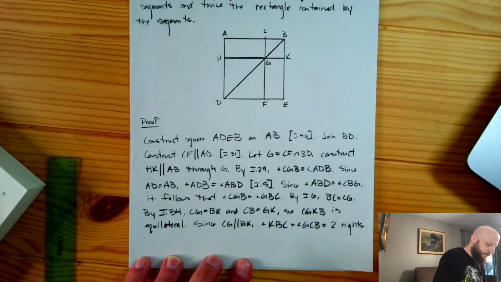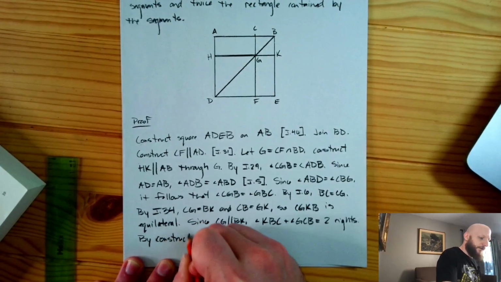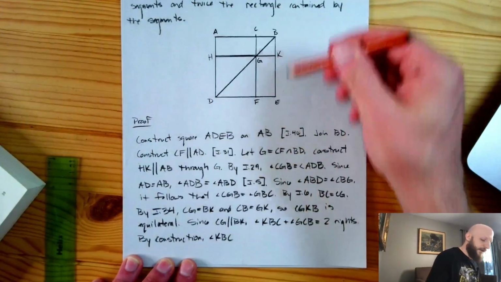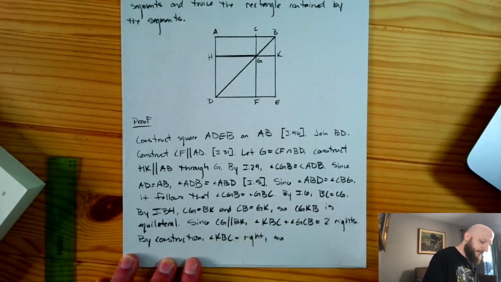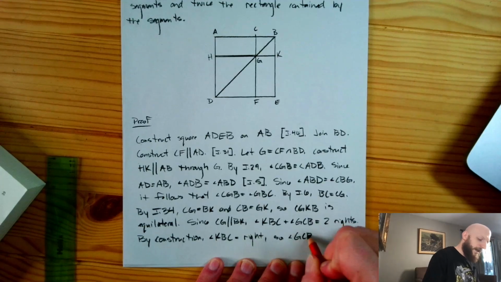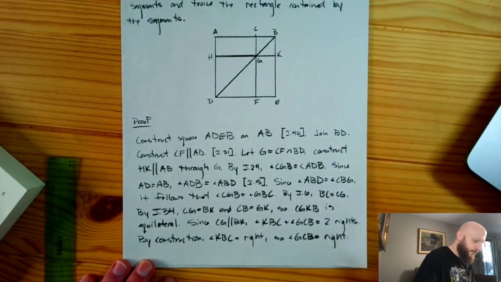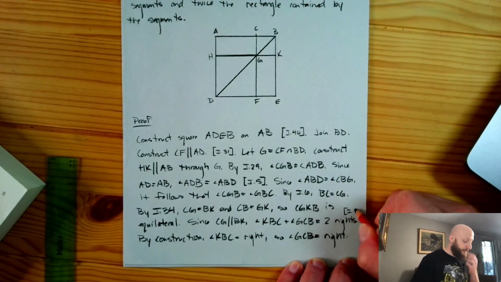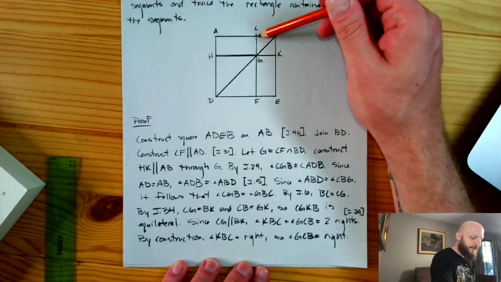But by construction, one of those is already known to be right. In particular, KBC is a right angle because we constructed this as a square. So it follows that GCB is also a right angle. I should have cited this. What prop was that? It was Prop 29. It says that those two angles would be right angles. Now that we've shown this, we know that KBC is a right angle, and we know now that GCB is a right angle.